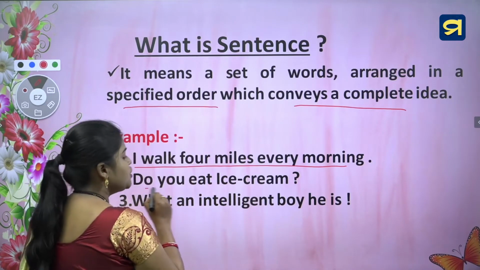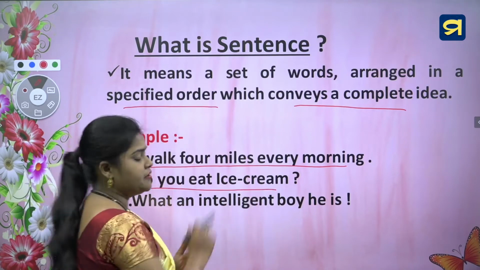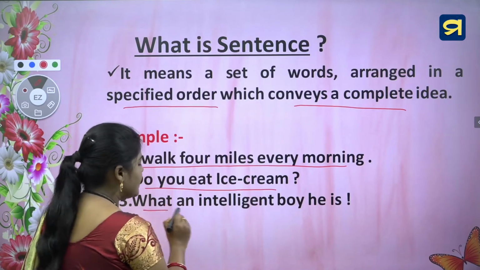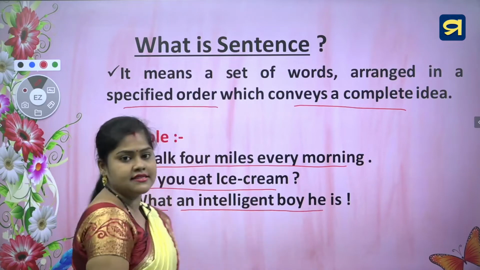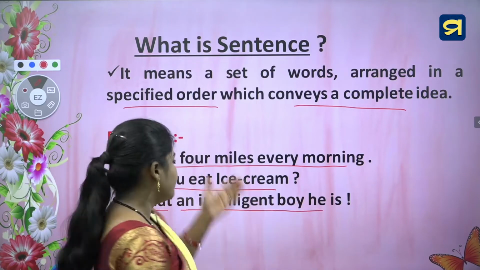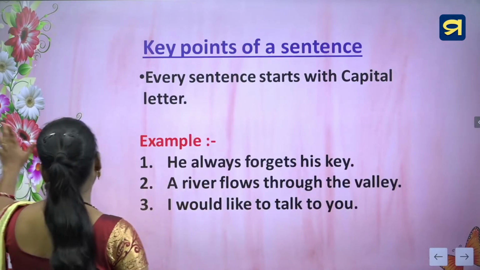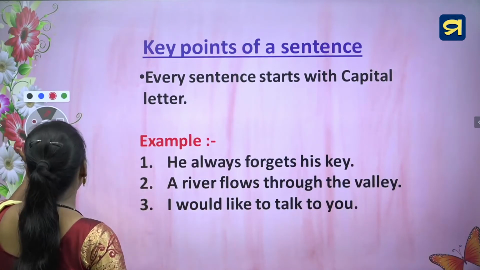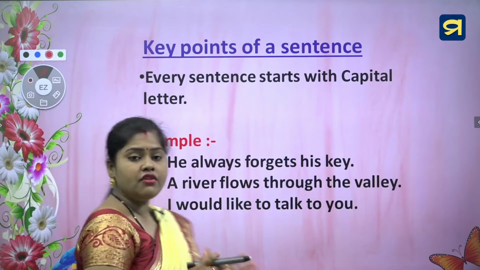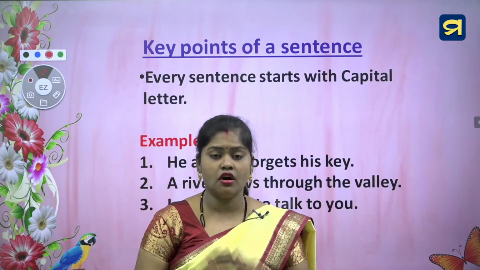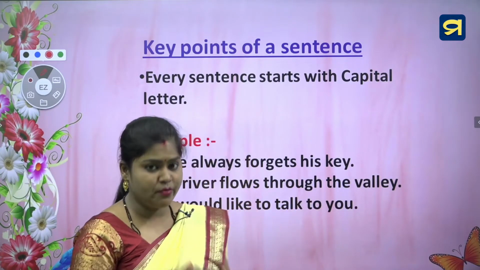Second one, do you eat ice cream? Then question mark. What an intelligent boy he is, then exclamation mark. Okay, these are the 3 examples of a sentence. Next, some key points of a sentence. Whenever you are going to write any sentence, always remember some important points.